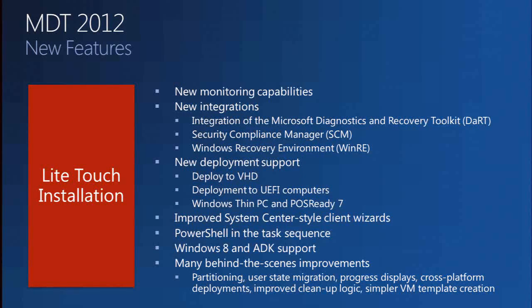First on the list, new monitoring capabilities. We wanted to provide the ability for an administrator sitting at their deployment workbench to be able to see what deployments were currently going on for a deployment share. So we've added an option where you can go into the deployment share properties, check a box to say I want to enable monitoring, and now all the client machines will check back into the server to report progress, which lets you see at a glance what's going on inside of your deployment environment.